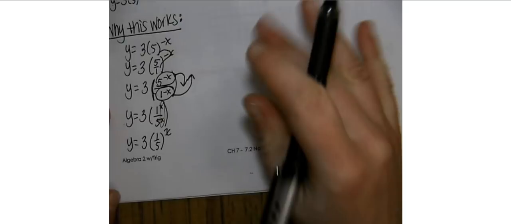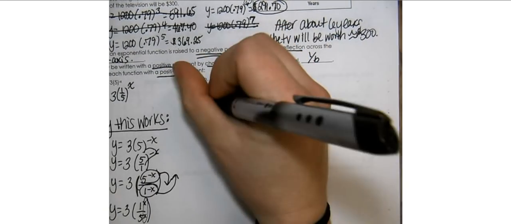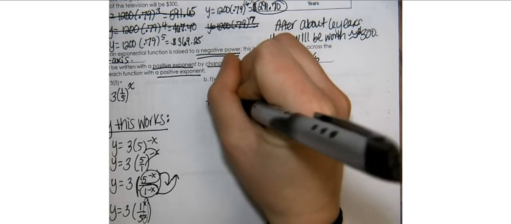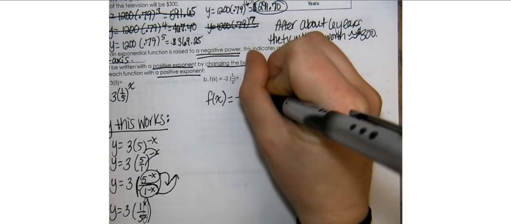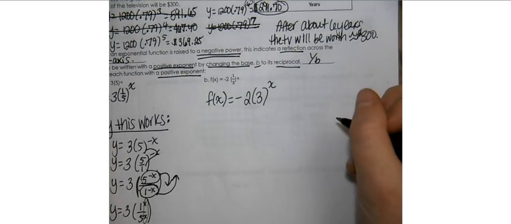So for letter B, the reciprocal of 1/3 is 3. So rewriting this using a positive exponent, we're going to have f of x is equal to -2 times 3 to the positive x power. And that's all that you'll do for those types of problems.